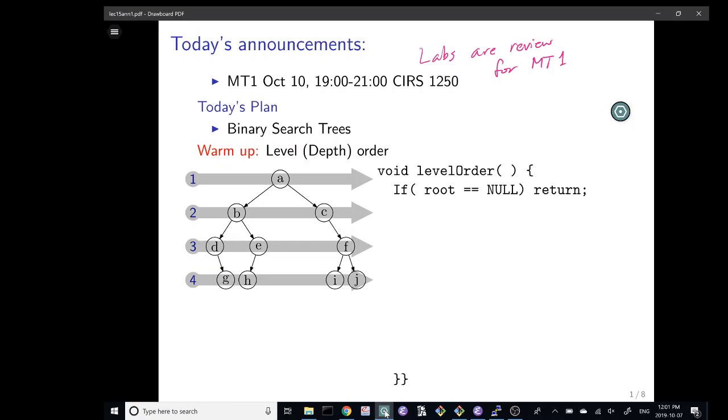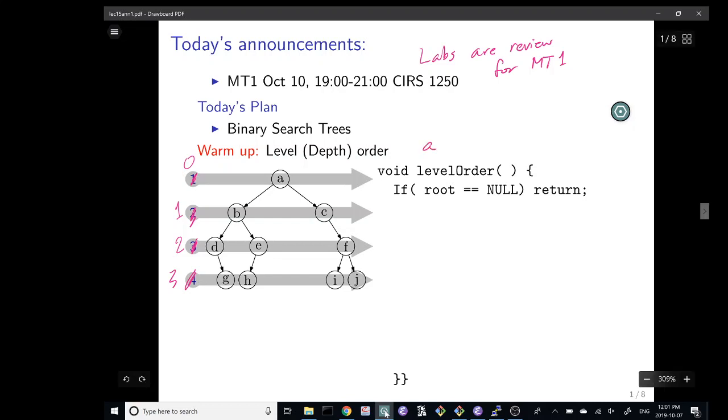We're going to talk about binary search trees today, but before we do, we have to talk about one further tree traversal. It's called level order, and it works by first visiting all of the nodes at level 0, then at level 1. I don't know who wrote these slides, but in that order. So what would the output of this level order be?